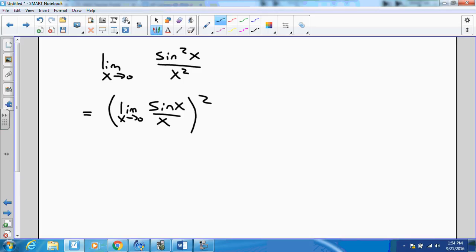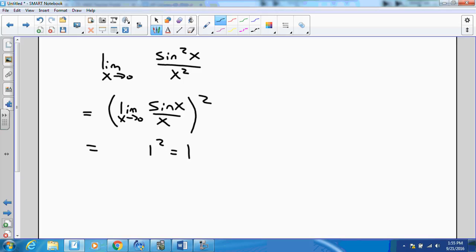The language here is limit as x goes to 0. Your turn. Limit as x goes to zero. There it is. Good. Okay, and so now we can observe that our special limit is right there. We get 1 squared, which is 1. We're done. See, we found the special limit.